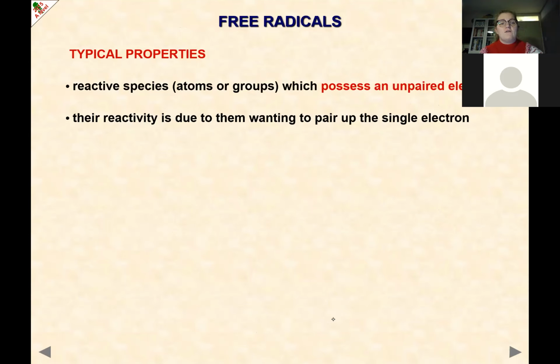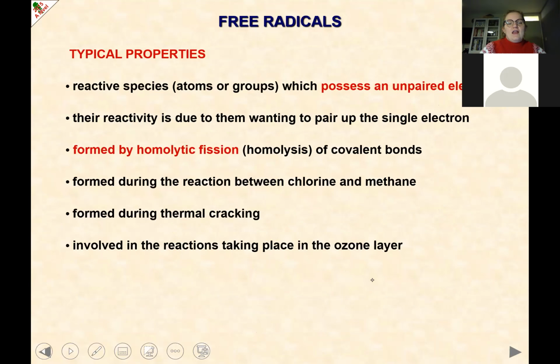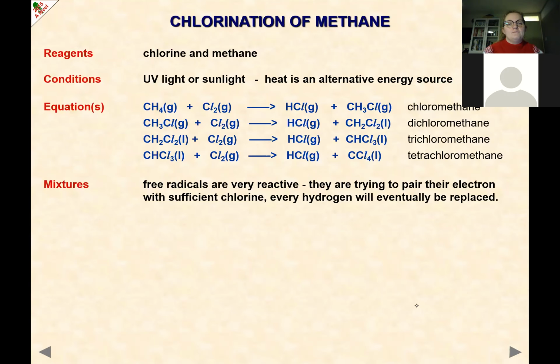So free radicals, what are they? Basically, they're a reactive species of atoms which possess an unpaired electron. Their reactivity is due to them wanting to pair up the single electron. We form these, like we just said, by homolytic fission of covalent bonds. So the covalent bond has been split, not unequally, we split it equally. So both of them have become radicals. These are formed during the reaction between chlorine and methane. They also form during thermal cracking, and they're involved in reactions that take place in the ozone layer.